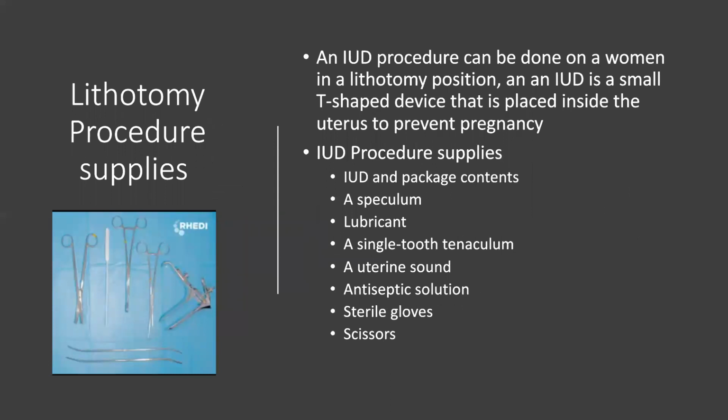Lithotomy procedure supplies that can be used during the lithotomy position. For example, a procedure that can be done would be the IUD, and the IUD procedure can be done on a woman in the lithotomy position. An IUD is a small T-shaped device that is placed inside the uterus to prevent pregnancy. The IUD supplies consist of the IUD and package contents, a speculum, lubricant, a single-tooth tenaculum, a uterine sound, antiseptic solution, sterile gloves, and scissors.